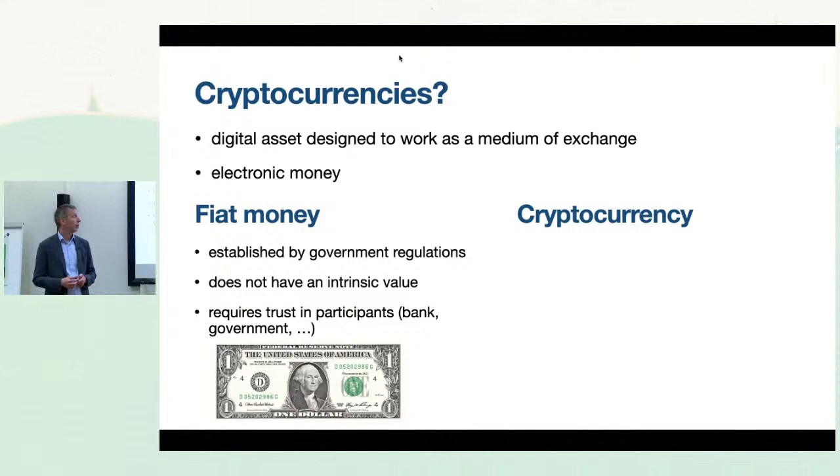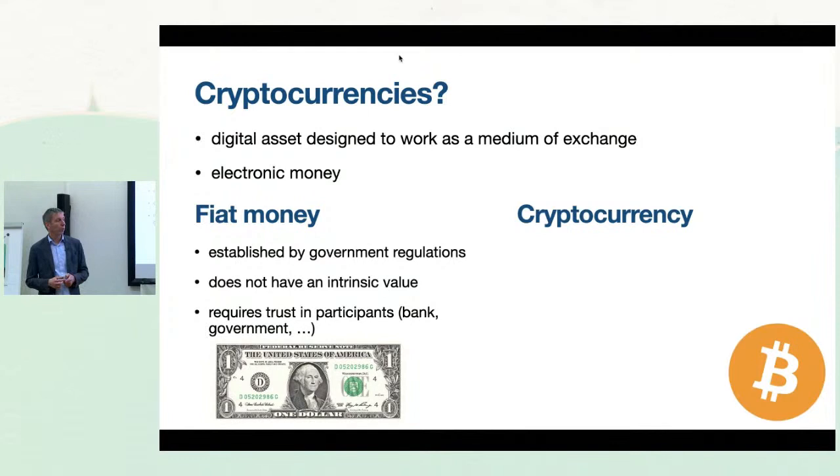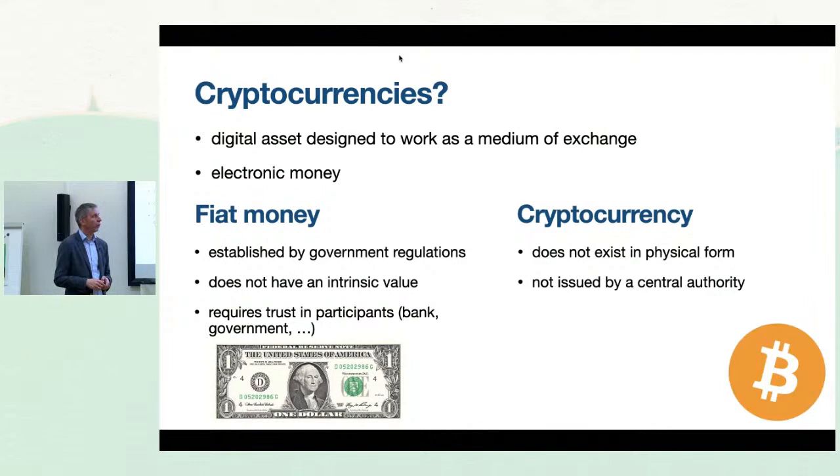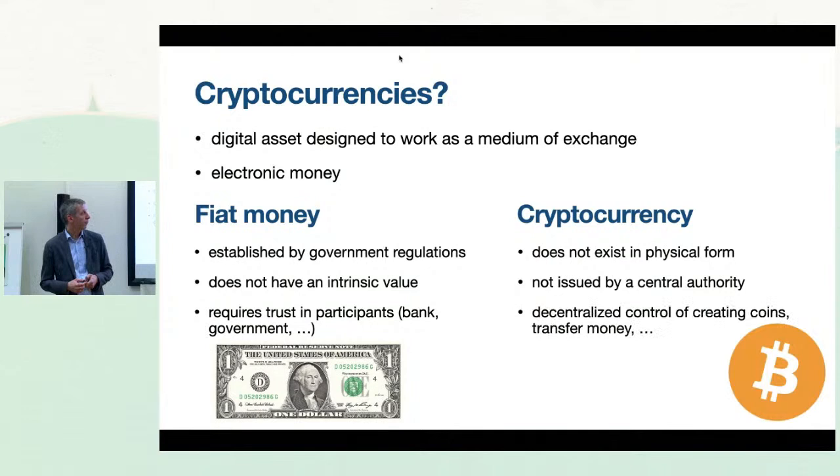You probably know the most prominent one, which is Bitcoin here. But it does not exist in physical form. So even if you see these coins, this is nothing. That's just a replacement for the money. It doesn't hold anything. And the difference to this other money is it's not issued by a central authority. No government, no federal bank is issuing this. What's also important here is it has decentralized control of creating coins and transferring money, so no single bank. And it's typically based on blockchain.